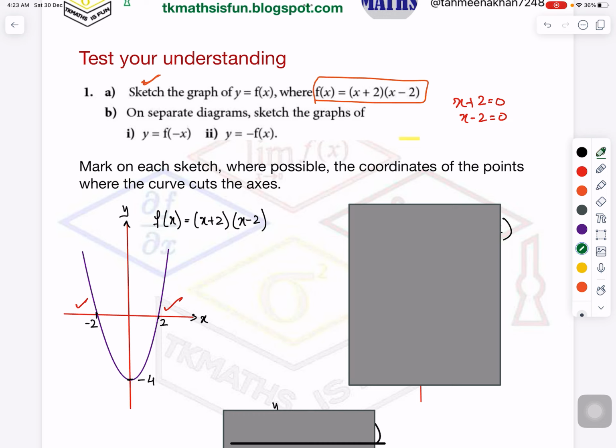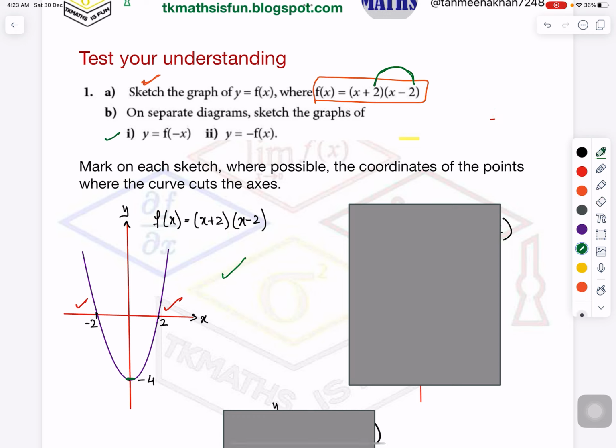For the y-intercepts, I'm simply multiplying the constant. Plus 2 minus 2, minus 4, which I have written here. And then shape, I know it is a parabola, so I have given a shape. So this is how you will sketch f of x. Now, just a minute.